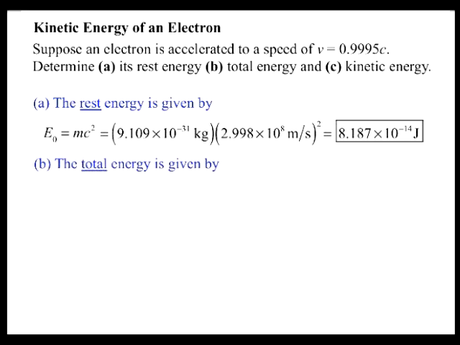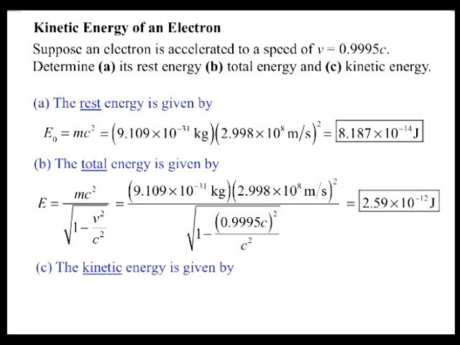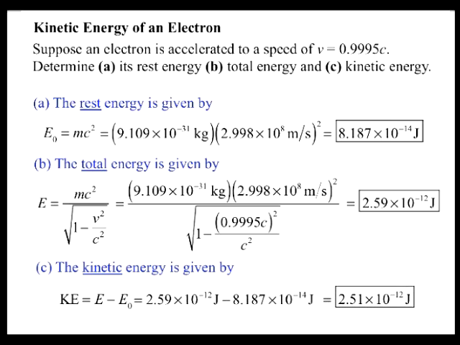For part B, the total energy, we have E equals mc squared divided by the square root of 1 minus v squared divided by c squared. Plugging in the values gives E equals 2.59 times 10 to the negative 12 joules. Finally, the kinetic energy is given by the difference between the total and rest energies, giving Ke equals E minus E0 equals 2.59 times 10 to the negative 12 joules minus 8.187 times 10 to the negative 14 joules, which equals 2.51 times 10 to the negative 12 joules.